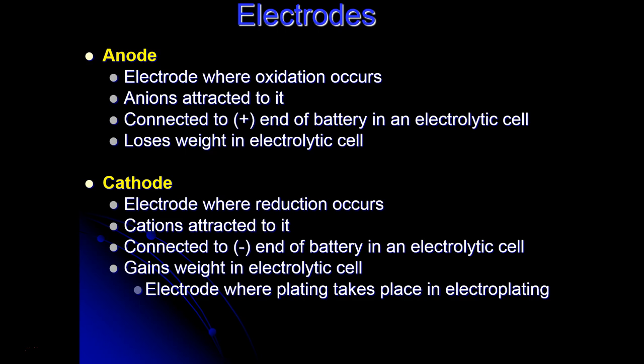Take a look at the cathode. This is where reduction occurs. Cations are attracted to it. It's connected to the negative end of the battery in an electrolytic cell, and this is the one that gains weight. Think back to our copper electrode. It was the copper 2 plus in solution that was gobbling up the electrons from the zinc electrode, and then it would form copper solid, which would plate or precipitate right on the copper electrode, which meant the copper electrode was gaining mass. Remember, this is how we actually electroplate things.